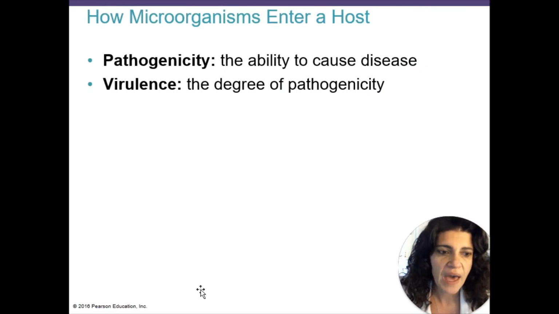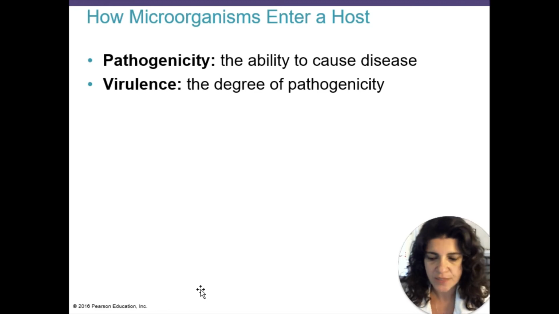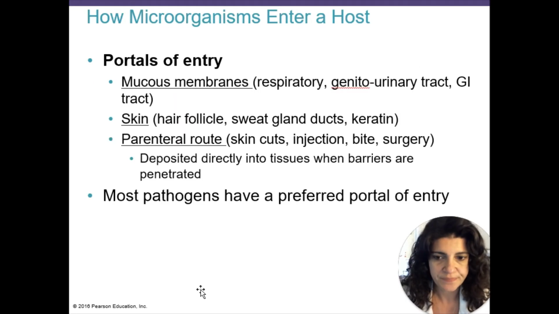So what is pathogenicity? Ability to cause disease. And then pathogenicity is measured by the virulence, which is the degree of pathogenicity. How harmful a microbe is to the host is the virulence. And the virulence is going to be defined by different things that the microbe can do to achieve it. So let's start with how they enter our body. They can enter our body through mucous membranes, skin, or parenteral routes.